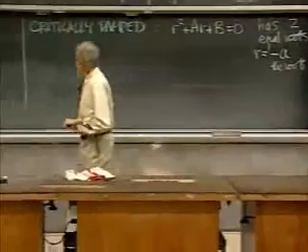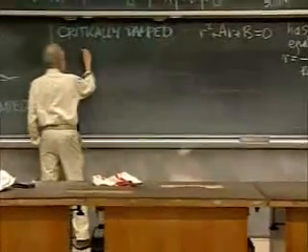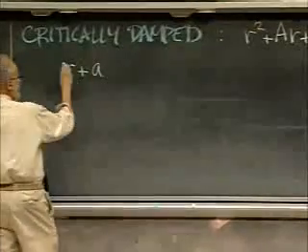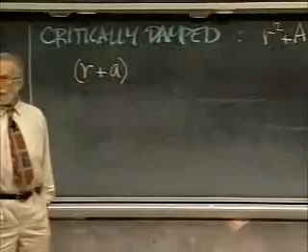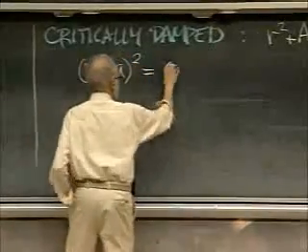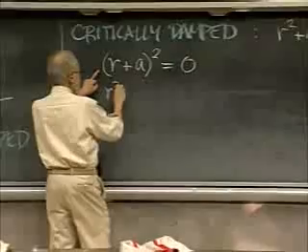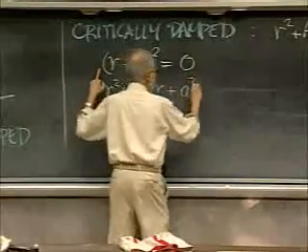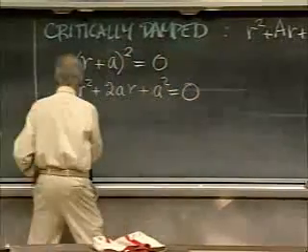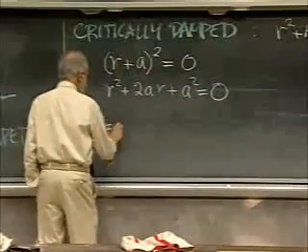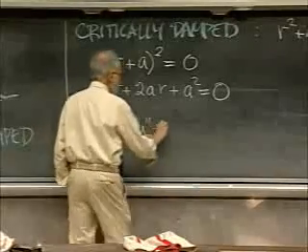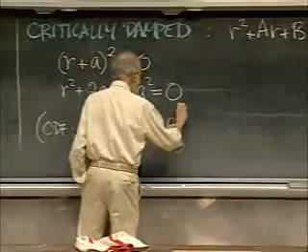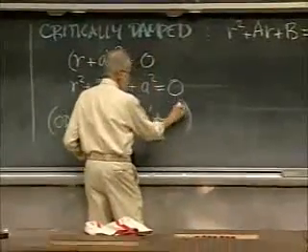I want that root to be really negative. Then the characteristic equation is going to be r plus a, if the root is negative a, squared because it's a double root. And that means the equation is of the form r squared plus 2ar plus a squared equals 0. In other words, the ODE looked like y double prime plus 2a y prime plus a squared y equals 0. The damping and the spring constant were related in this special way.